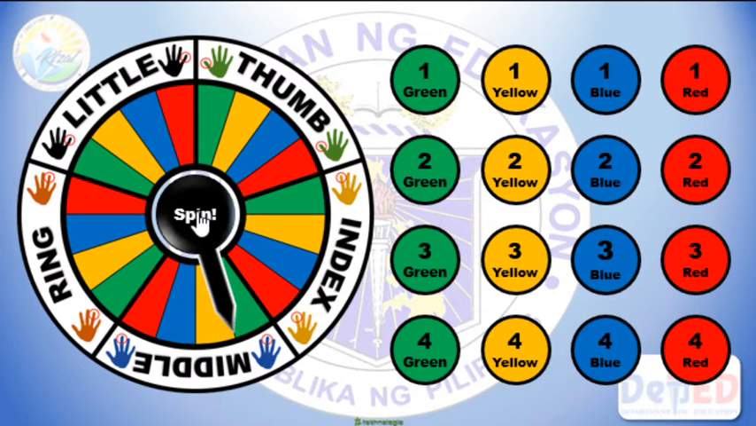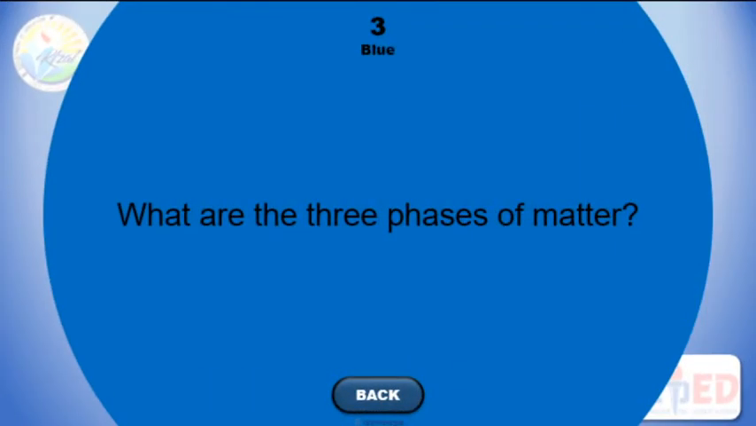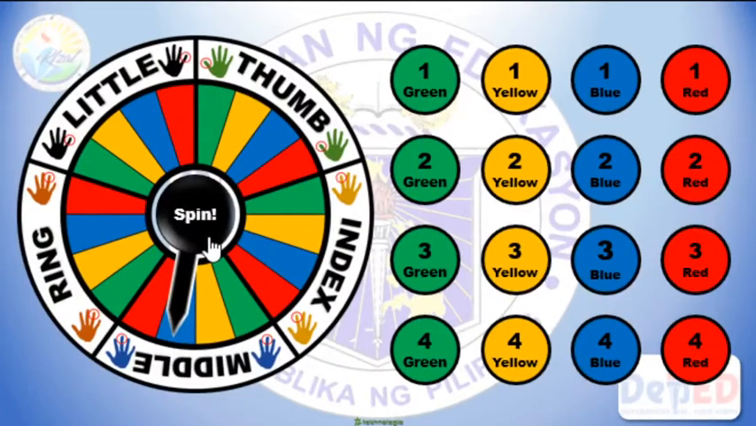So, again, middle finger, number 3, blue color. What are the 3 phases of matter? Alright, very good. So we have solid, liquid, and gas. Next.